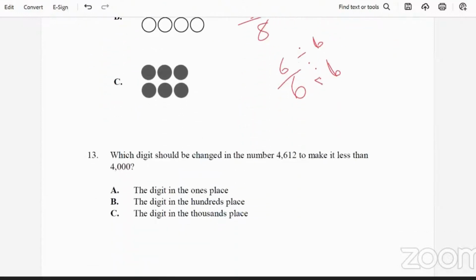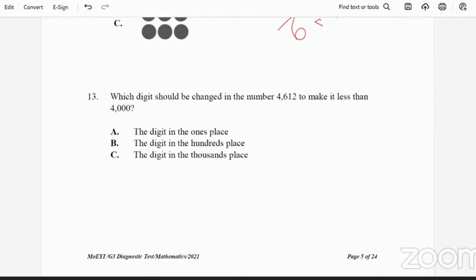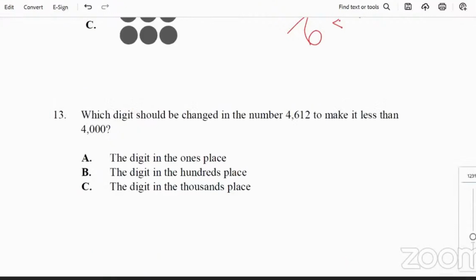Moving on, let's get to question 13. Which digit should be changed in the number 4,612 to make it less than 4,000? So which digit should we change in this number to make it less than 4,000? Is it the digit in the ones place? So if I just change the 2, does that make the number less than 4,000?